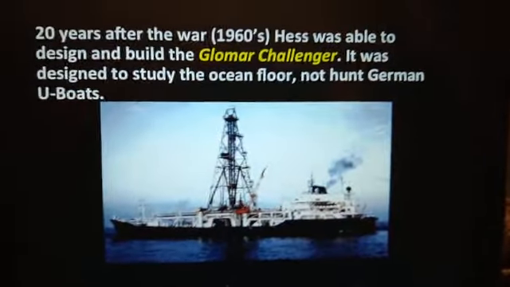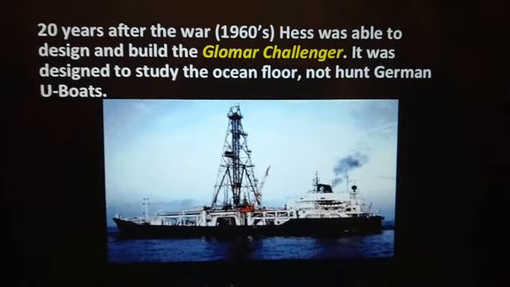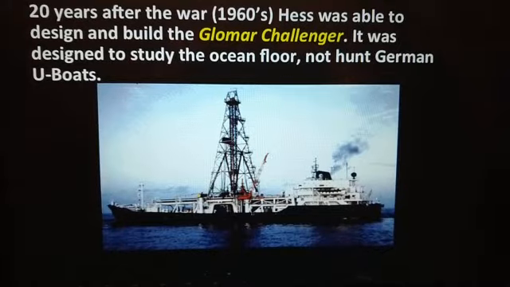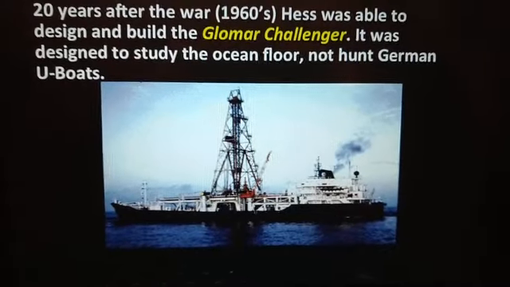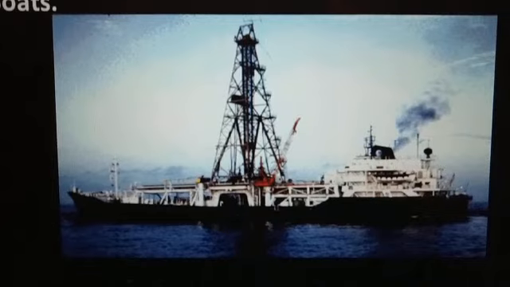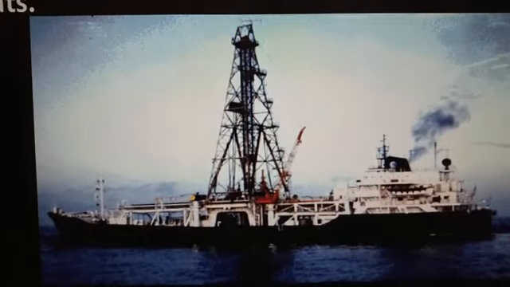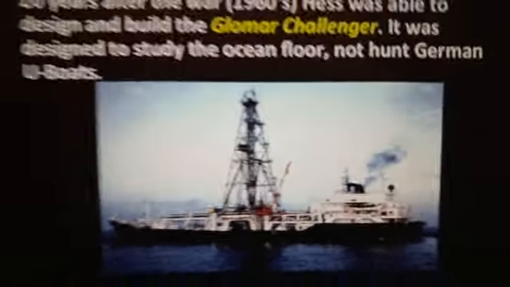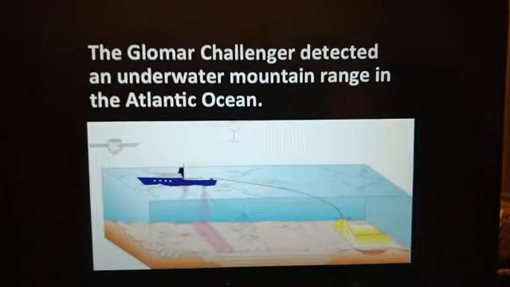So 20 years later, now we're in the 1960s, Hess was able to design and build the Glomar Challenger. It was designed to study the floor of the ocean, not hunt German U-boats. You guys can see it's a crazy looking ship because it has a big drilling derrick or apparatus at the very top there. That was his ship, the Glomar Challenger.